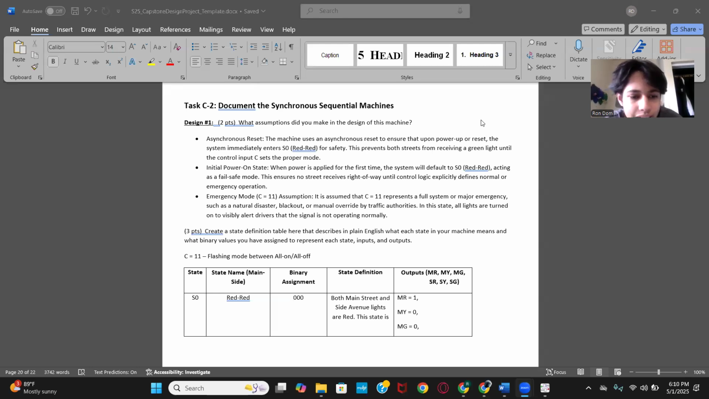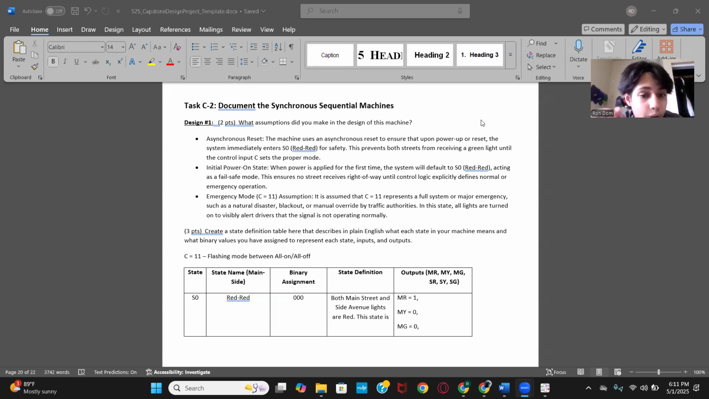So for my first design, I wanted to have a flashing mode between all on and all off. So the assumption that we made for this design was that the machine uses an asynchronous reset to ensure that upon power up or reset, the system immediately enters state zero, which is red red for safety. And basically this prevents both streets from receiving a green light. And then our initial power on state, as I said, would default to state zero red red, kind of like a fail-safe mode.